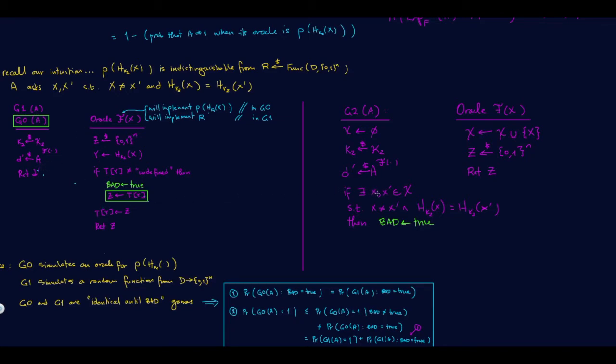So that's what we do. We just check to see, we're basically now keeping track. What's been asked, return the random value. After A finishes, let's look for a colliding pair. If we find a colliding pair, bad is equal to true. That same colliding pair would have caused bad to be equal to true over here.